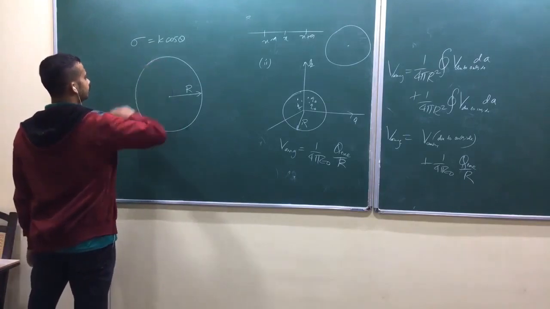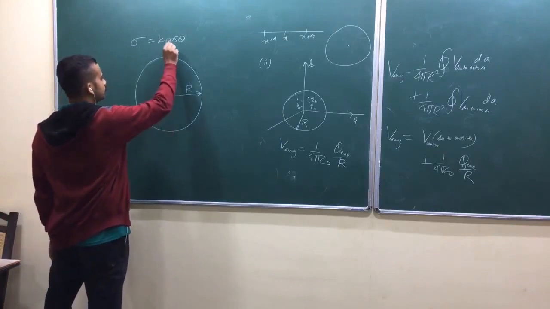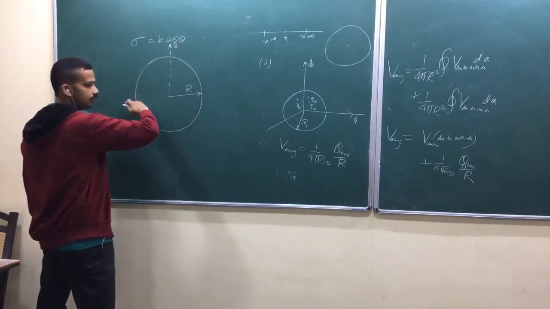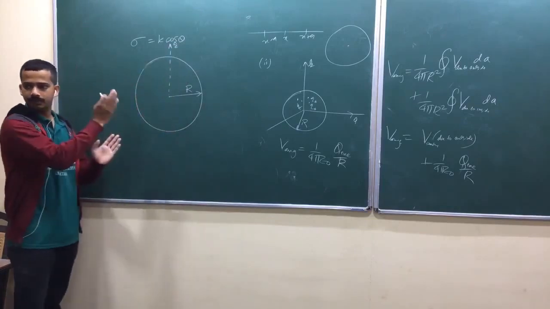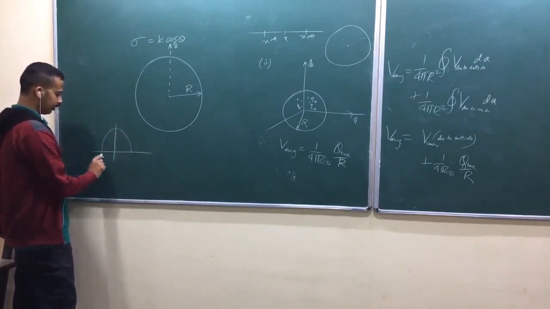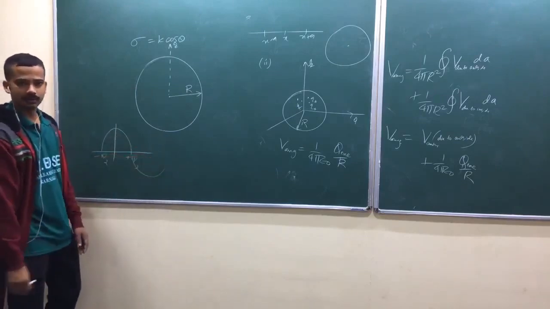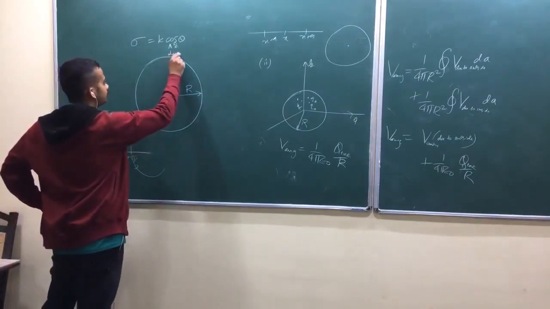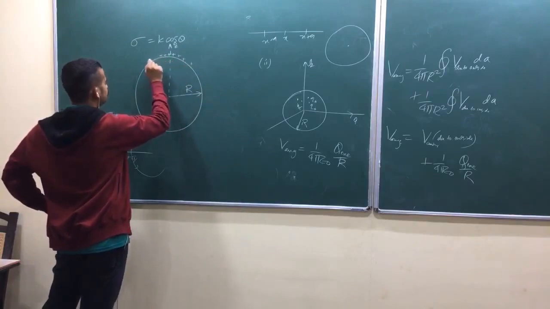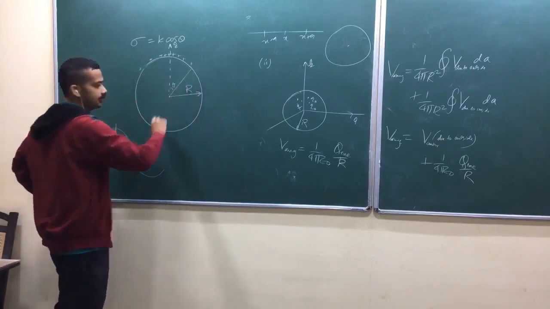So k cos theta. Now look at the k cos theta distribution. Suppose you have chosen this as z cap, so theta equal to 0 is this part. When theta goes from minus pi by 2 to plus pi by 2, cos theta is positive, so you have a positive charge distribution here. And that charge distribution is not uniform, because it's a function of theta. If you take any arbitrary point, theta is measured this way.